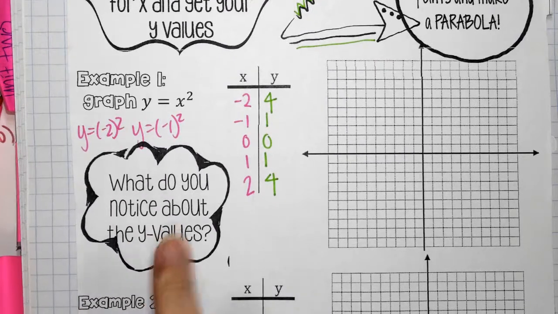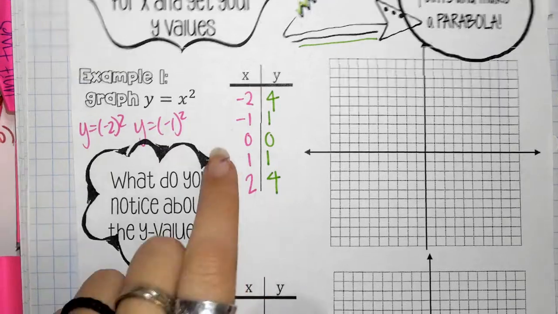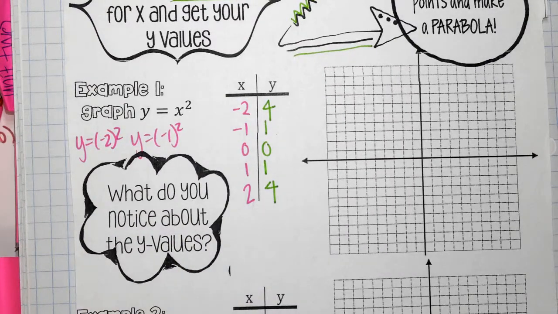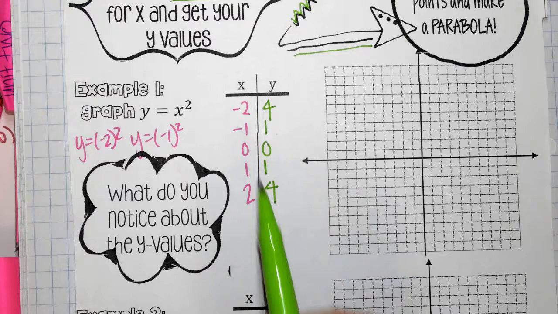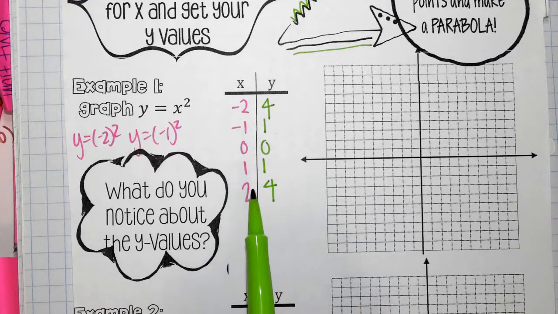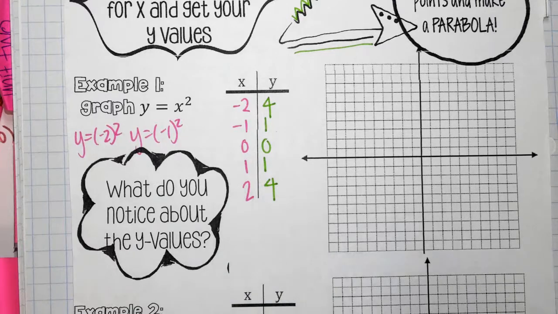Okay, now what do you notice about the y values? They're all positive, but what else? They're the squares, right? And they're repeating. What numbers are repeating? 1. Does 0 repeat? There's only 1 zero, but how many ones are there? 2 ones. How many 4s are there? 2. Awesome. Now let's plot it.